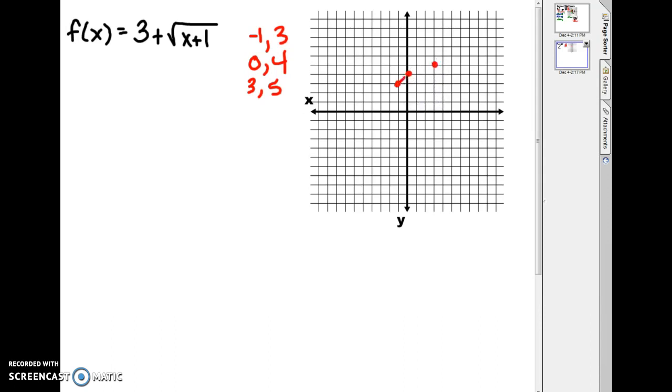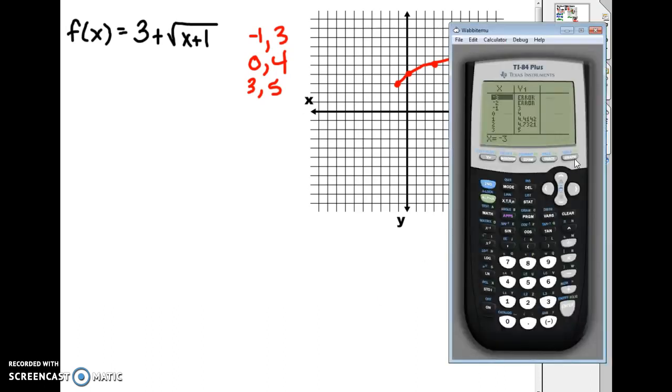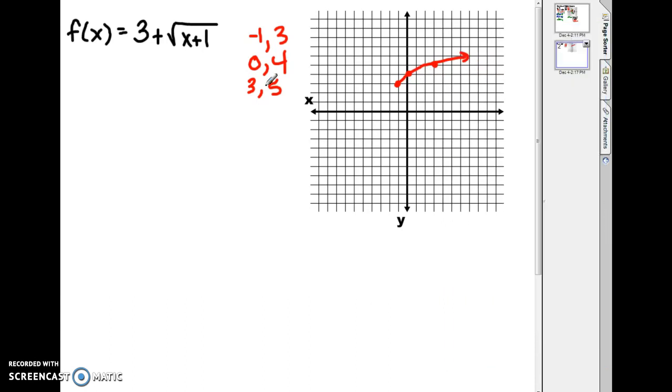Alright, so then I sketch my graph. And then I make sure to check that it matches. Yep, looks pretty close to the same. Alright, so now I find the inverse. To find the inverse, I switch these points. So 3, negative 1, I switch x and y. 4, 0, and 5, 3.